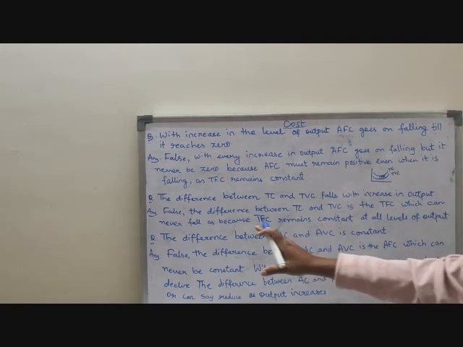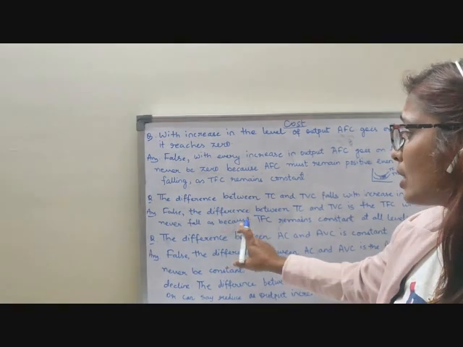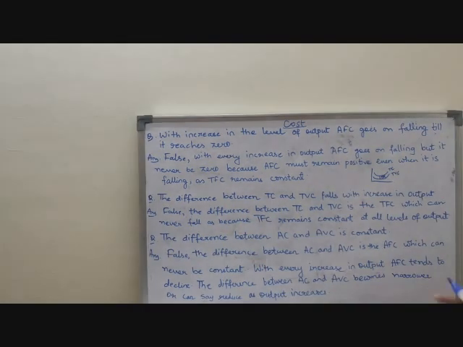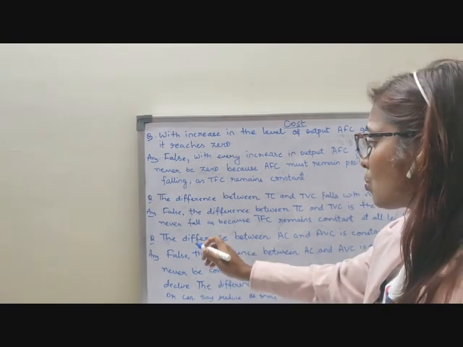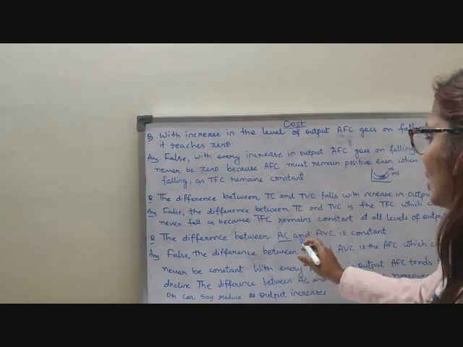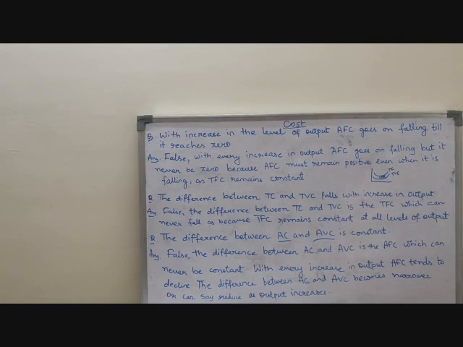Clear? Which can never fall. TFC can never fall, because TFC remains constant at all levels of output. So that means the difference between this TC and TVC can never fall, because in between TFC is there, which is constant at all levels. Clear? Coming to the other question. The difference between average cost and average variable cost is constant.